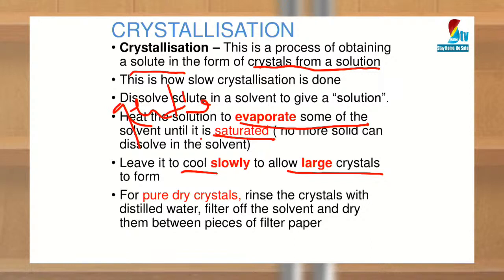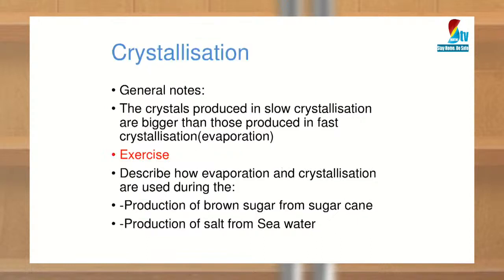will be even larger. We can take this a step further by saying, to get pure and dry crystals, this will be done in topics to come, acids, bases, and salts. To get pure dry crystals, you can then rinse this with distilled water. You filter off the solvent and then you dry it between filter paper, and hence you have pure dry crystals. General notes on this, we are saying crystals are produced in slow crystallization, and these are bigger in size compared to the ones that are produced from evaporation, which we also term fast crystallization.